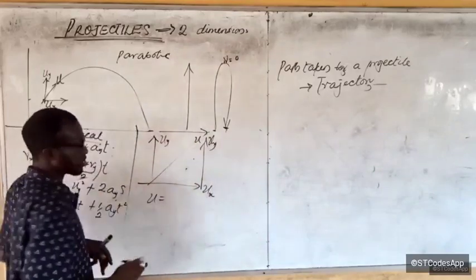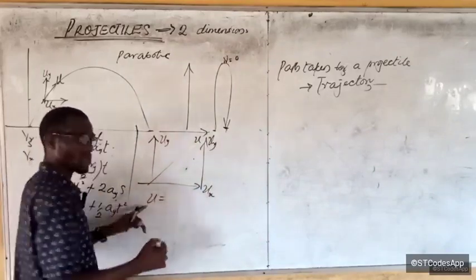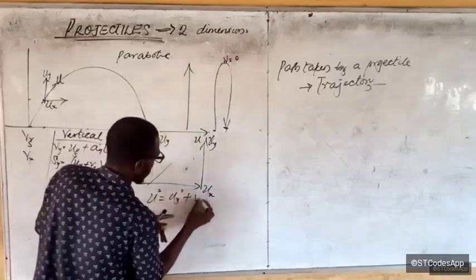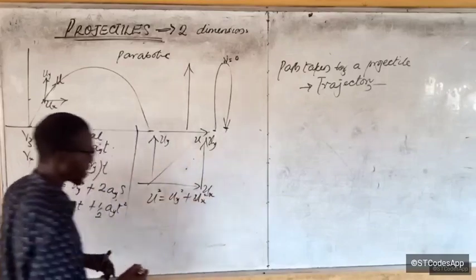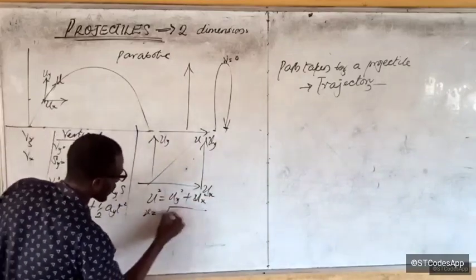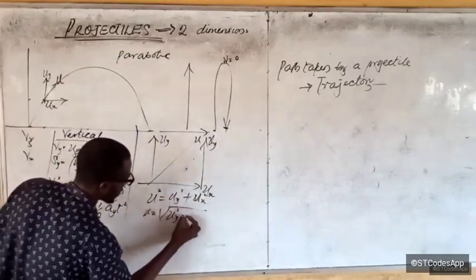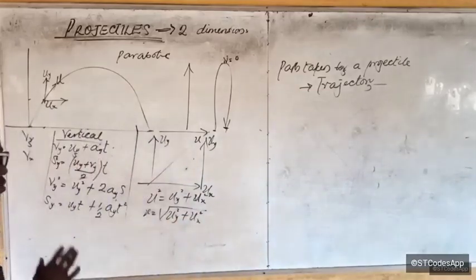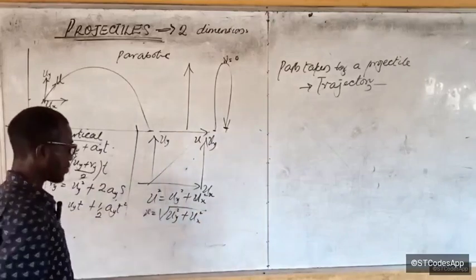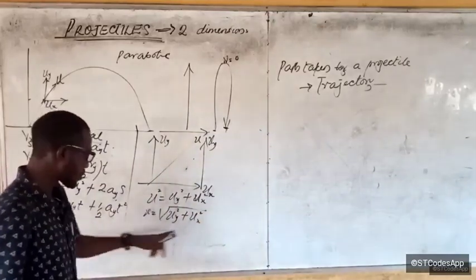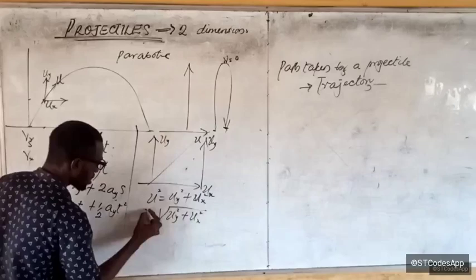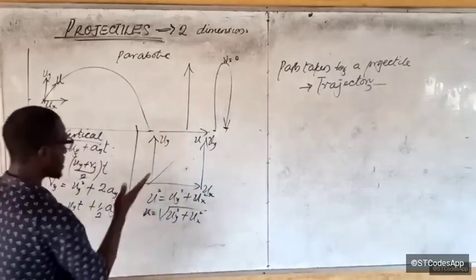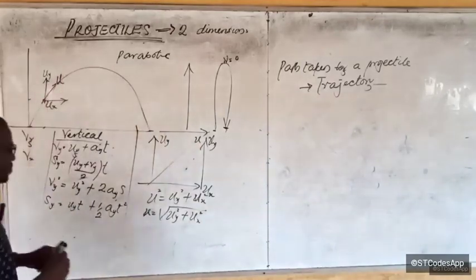If this is the resultant, it means that using Pythagoras theorem, we have that u squared will be equal to u sub y squared plus u sub x squared. So that u will be equal to the square root of u sub y squared plus u sub x squared. That is the equation for the resultant velocity. This resultant velocity here.